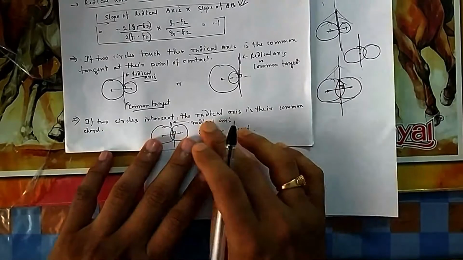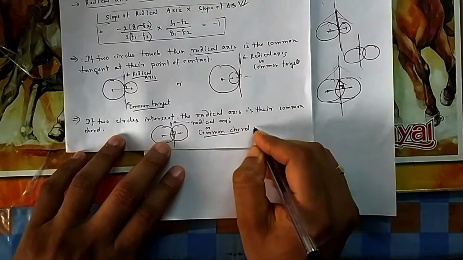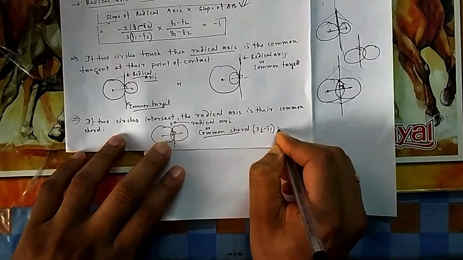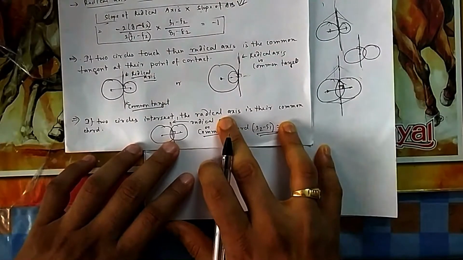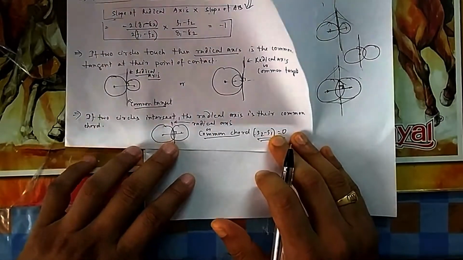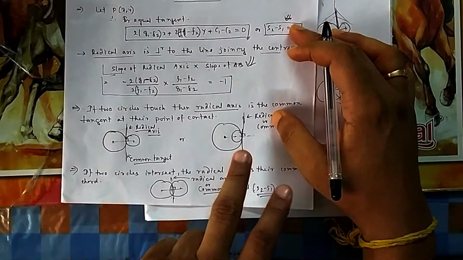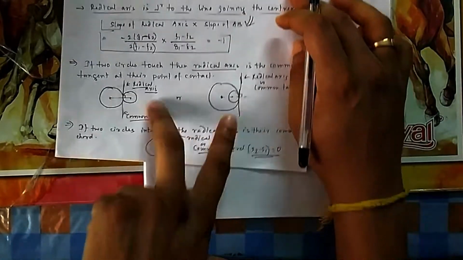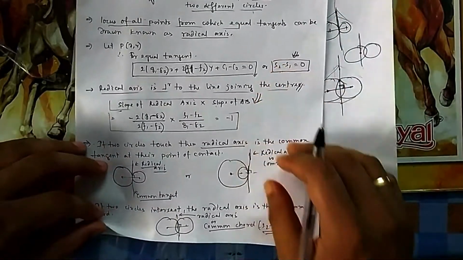When we study at the basic level the equation of the common chord, we write the common chord equation as S2 minus S1 equal to 0. Now we can understand where it is coming from, because the common chord is nothing but the radical axis, and the radical axis is S2 minus S1. So the radical axis is the general approach and this is specific. For this case it becomes the common tangent, here it becomes the common chord. If you remember this, you can apply it in the specific case.